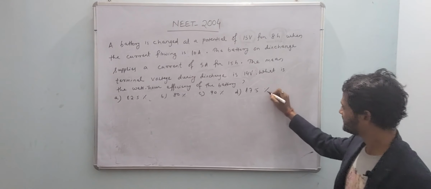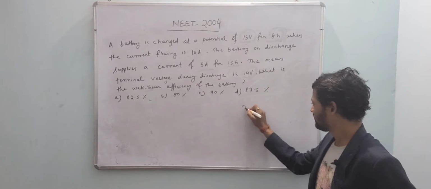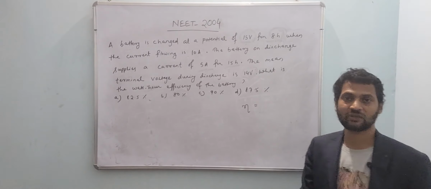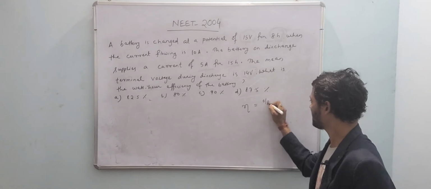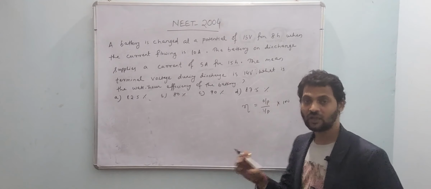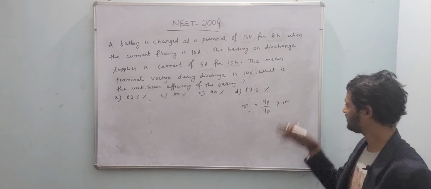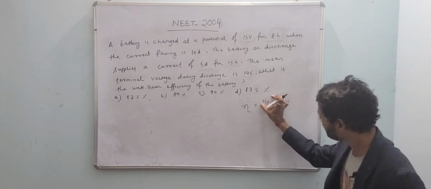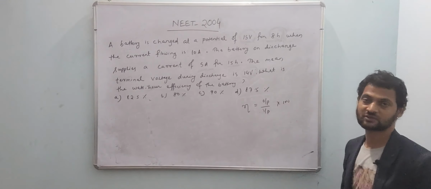So before going to the solution, you should know what efficiency is. Efficiency is nothing but output by input into 100. That is called efficiency. What is output? Output power by input power into 100 could be it, and output energy by input energy into 100 could also be it.